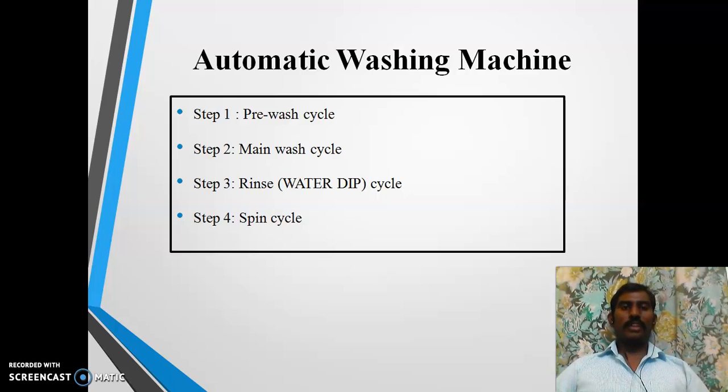So now we are going to see about the automatic washing machine. We are all aware of that. Most of the students are aware of how a washing machine works. There are 4 steps in a washing machine. Step 1 is the pre-washing cycle, step 2 is the main wash cycle, step 3 is the rinse cycle, step 4 is the spin cycle.